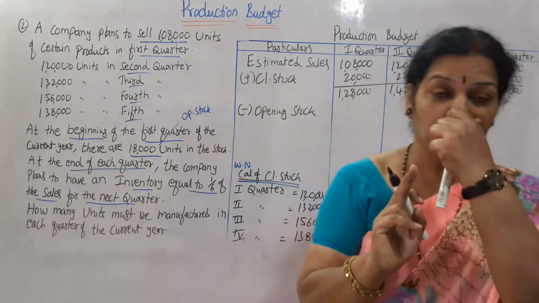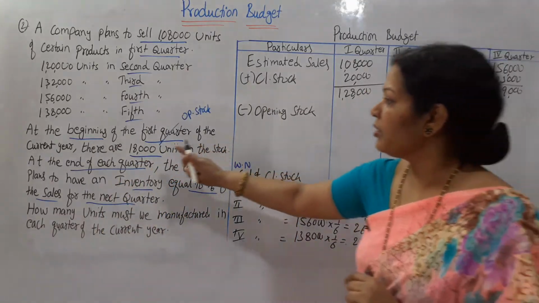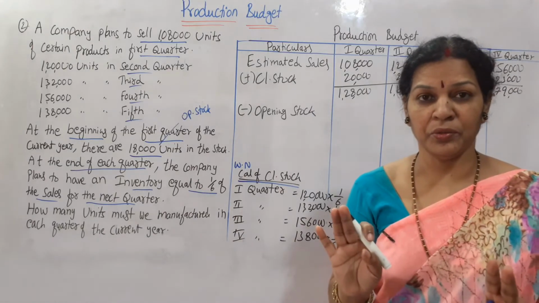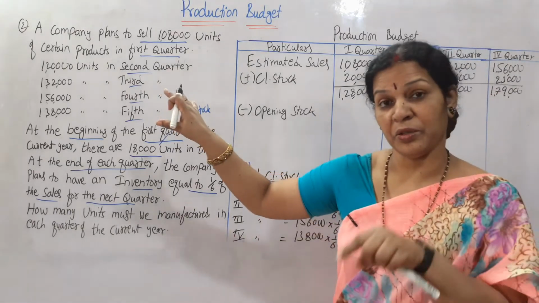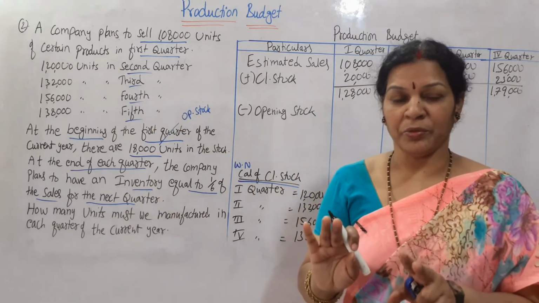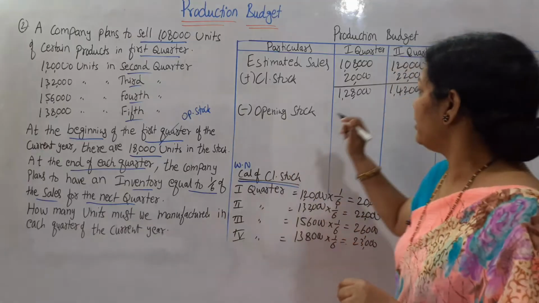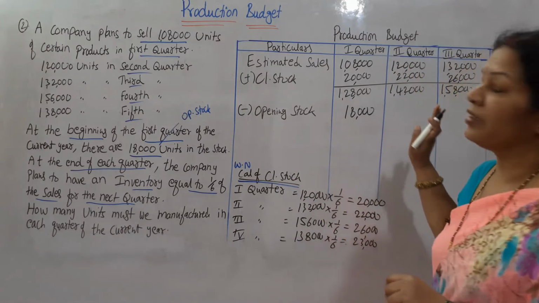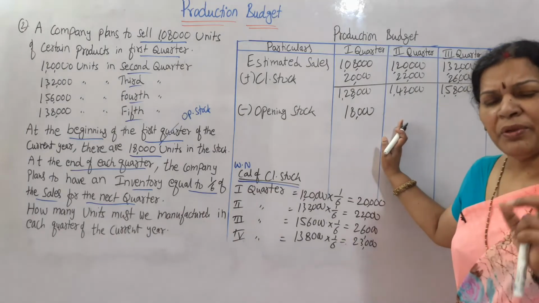Opening stock of the first quarter is given. First quarter is 18,000. That's enough. We need not know the second quarter opening or third quarter opening; it's not required. We'll come to know automatically. First quarter opening is here, 18,000. You know this simple funda.